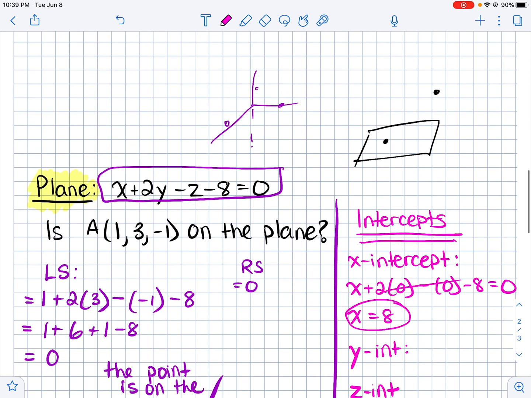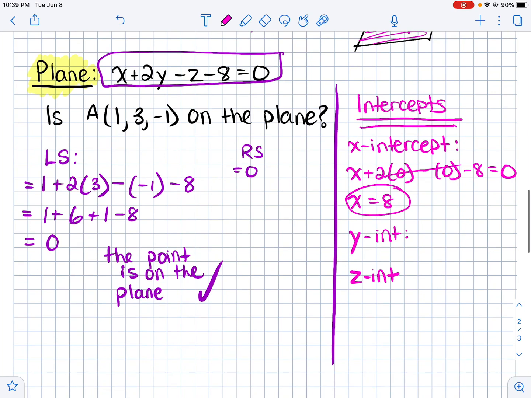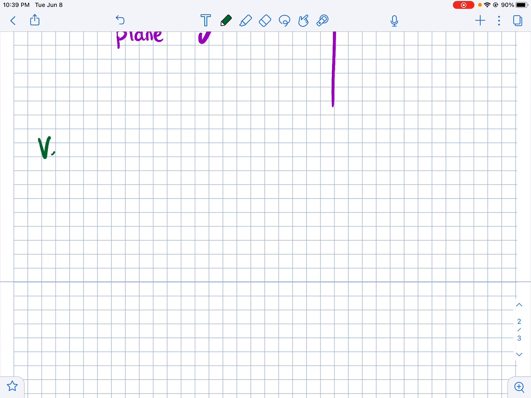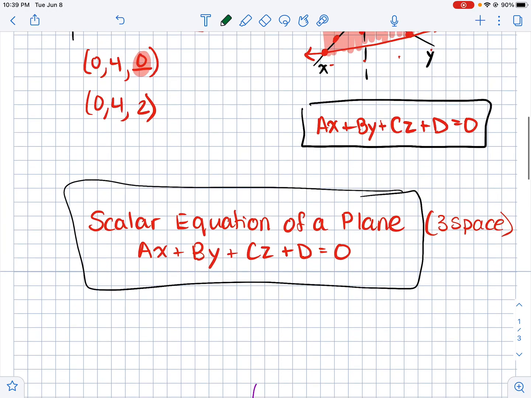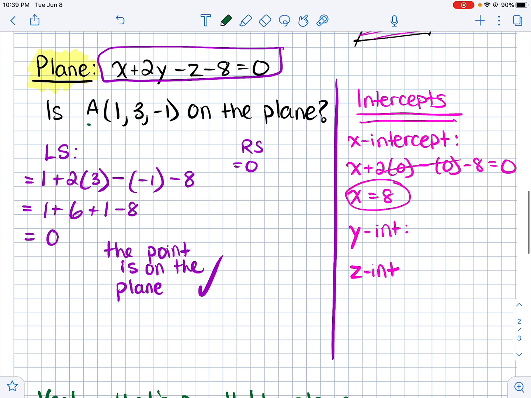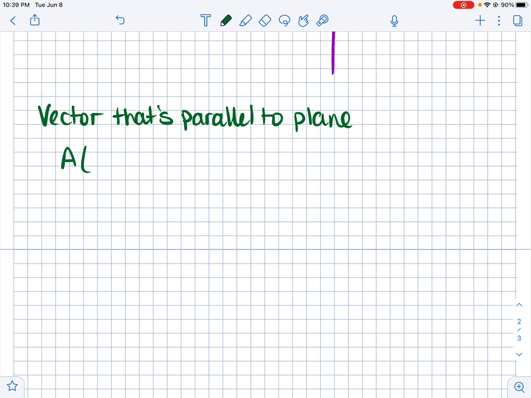So I've got this plane, and I want to find a vector that's actually parallel to my plane. And I can do that using points on the plane. So let's say I wanted to find a vector that's parallel to my plane. Okay, so what do I know? I've got this point on my plane, 1, 3, negative 1. Okay, so I've got the point 1, 3, negative 1 on my plane.